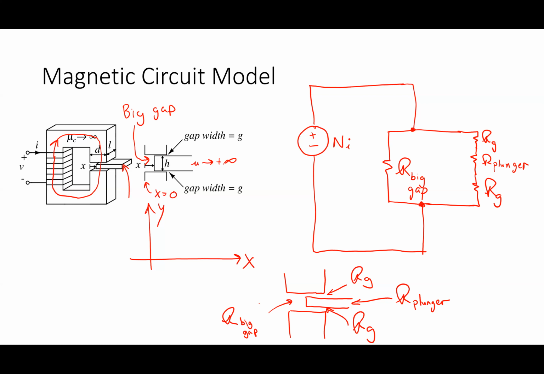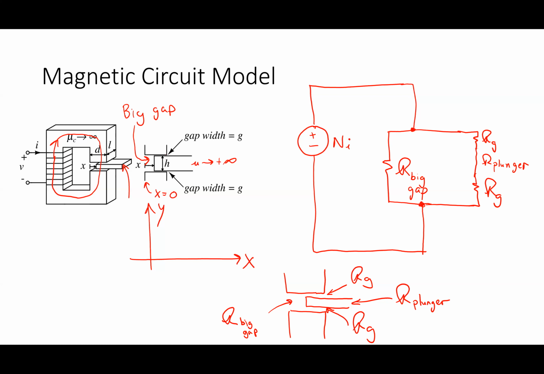Now, what did I say is true about the plunger? It's also got mu equal to infinity. So do I need that? No, I can get rid of that. That guy's going to be 0.